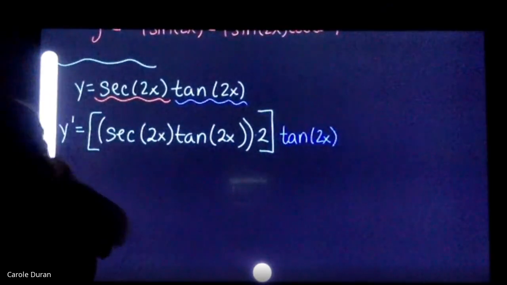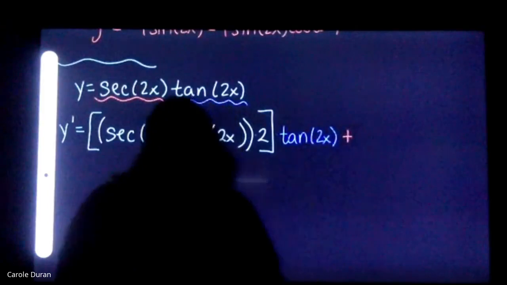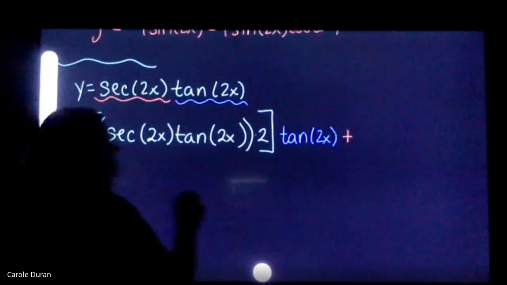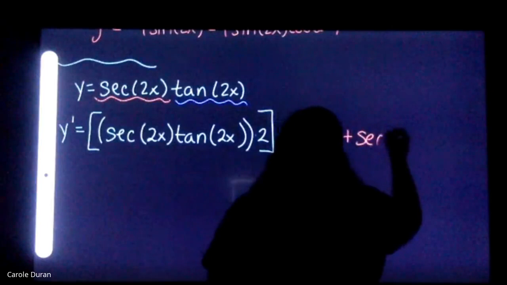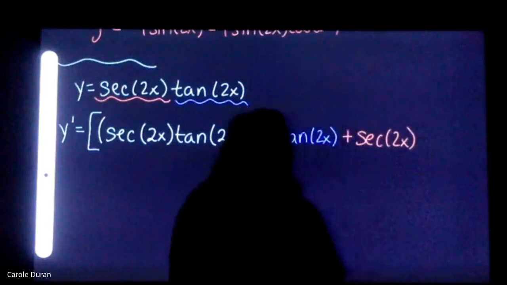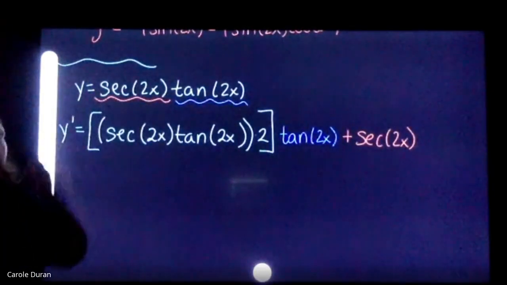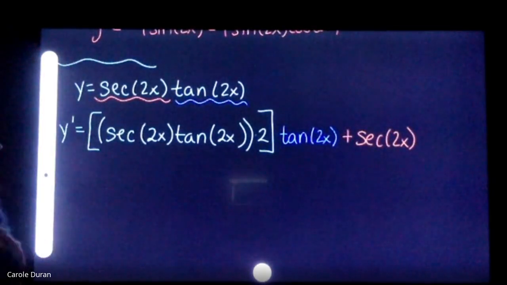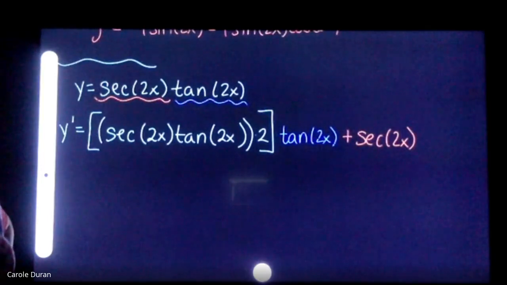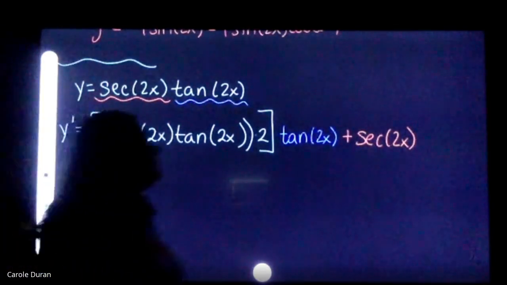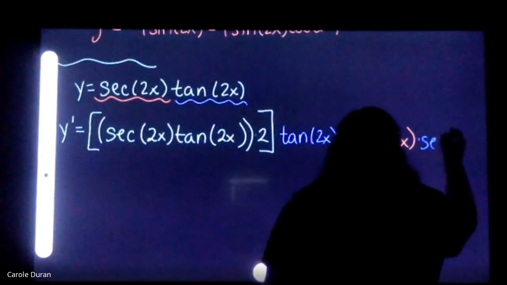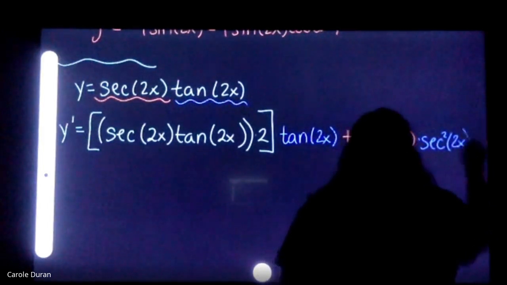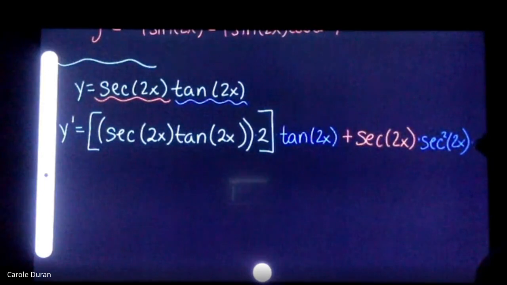And then plus my original first function, secant of 2x, times the derivative of that second function, tangent of 2x. So again, this one's chain rule. I need to take the derivative of tangent first. What is the derivative of tangent? Secant squared. And it's going to be secant squared of 2x, and then times the derivative of 2x, which is 2.